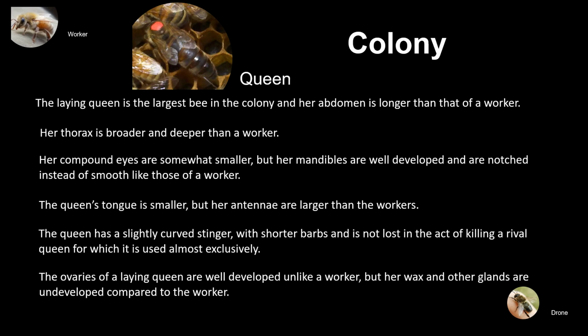The laying queen is the largest bee in the colony, and her abdomen is longer than that of a worker. Her thorax is broader and deeper than a worker's. Her compound eyes are somewhat smaller, but her mandibles are well developed and are notched instead of smooth like those of a worker. The queen's tongue is smaller, but her antennae are larger than the workers'. The queen has a slightly curved stinger with shorter barbs and is not lost in the act of killing a rival queen, for which it is used almost exclusively. The ovaries of the laying queen are well developed, unlike a worker's, but her wax and other glands are undeveloped compared to the worker.